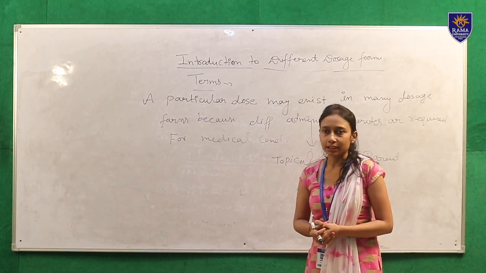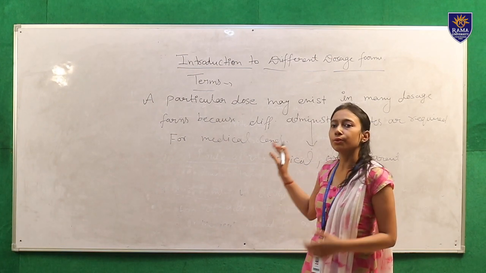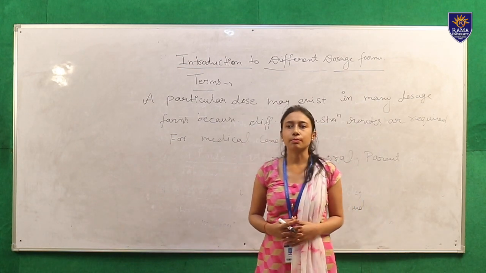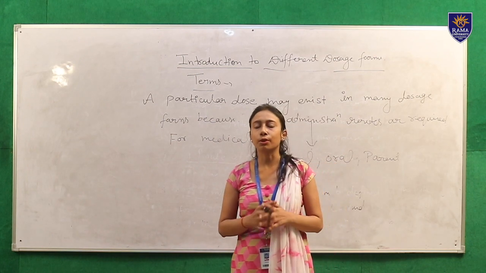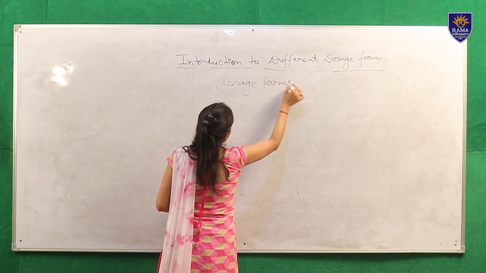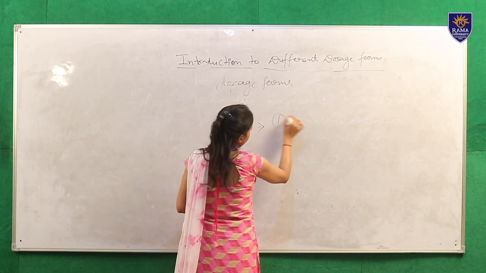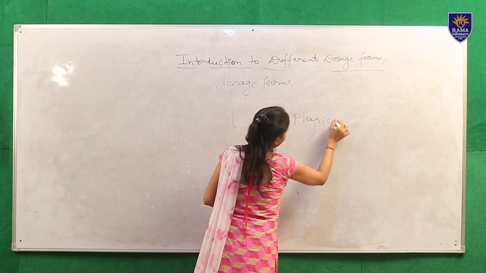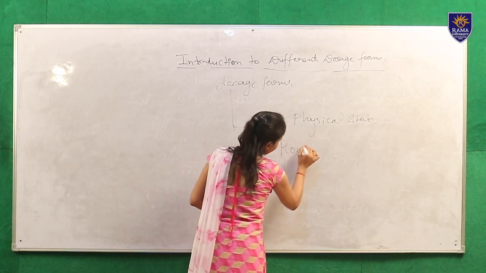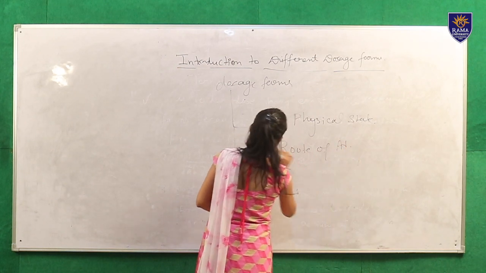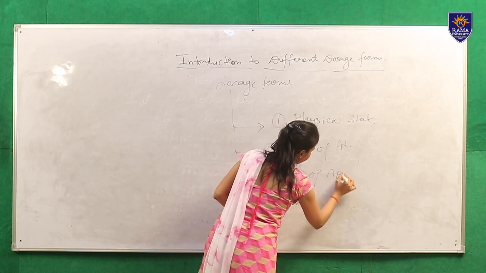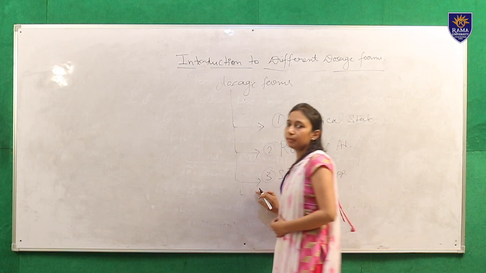After this, we move to the introduction of different dosage forms, that means the classification of dosage forms. The dosage form can be divided into the following three parts: first, according to the physical state; second, according to the route of administration; third, site of application. So, these are the major three types.